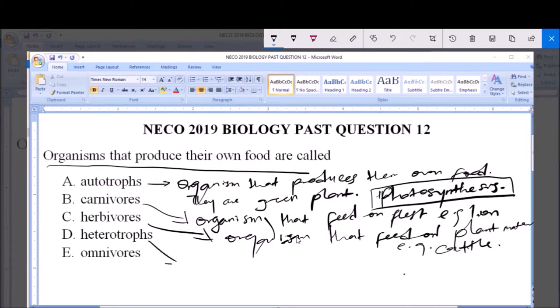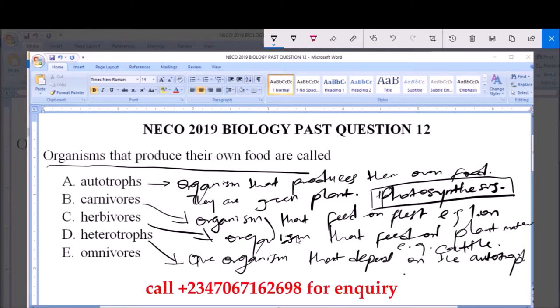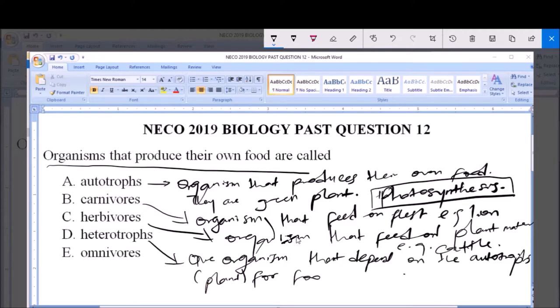Now the heterotrophs. Heterotrophs are organisms that depend on the autotrophs, which are the plants, for food. So therefore, the heterotrophs are organisms that cannot produce their own food. They depend on the autotrophs or the plants for their food.